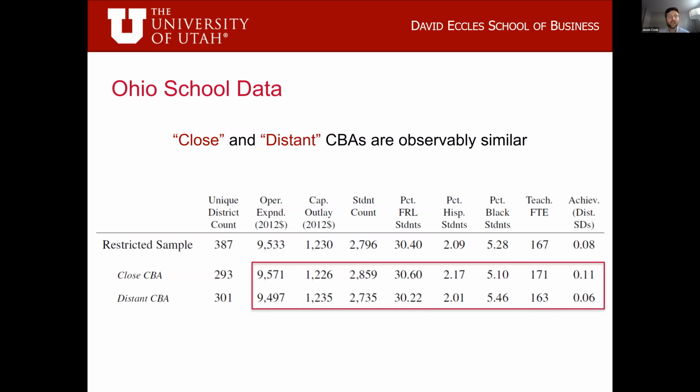Okay, so let's look at these close and distant school districts in terms of observables based on the schools. You can see we've done statistical tests for this in the paper that you can look at, but across these different observables, the two types look very similar. And this is just building evidence that these two groups are more or less exogenously determined. Whether your district falls into a close or distant CBA, we argue is plausibly randomly assigned.